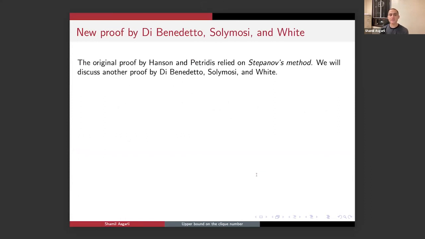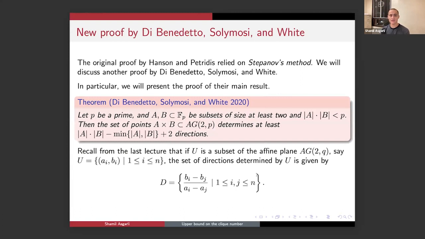Today, we're going to talk about a different proof. This proof is different in the following sense. The original proof by Hanson and Petridis relied on a method called Stepanov's method, which is a really deep tool in number theory. But today we're going to discuss a different proof, devised by Benedetto, Solymosi, and White. In particular, we're going to present the following theorem and its proof.